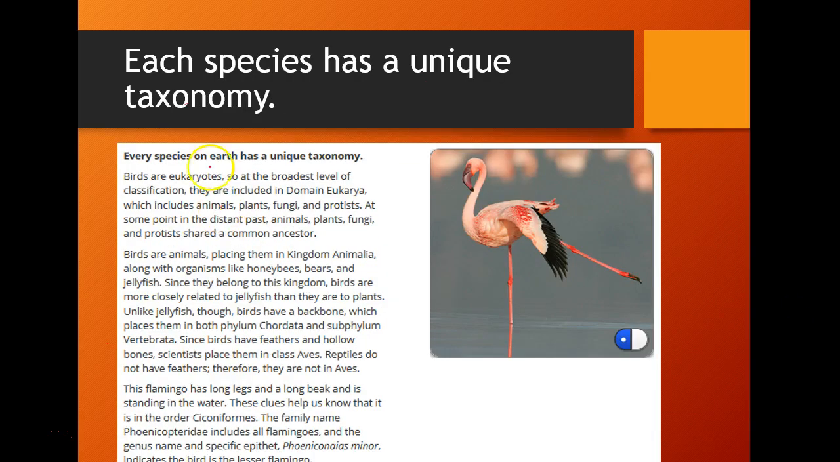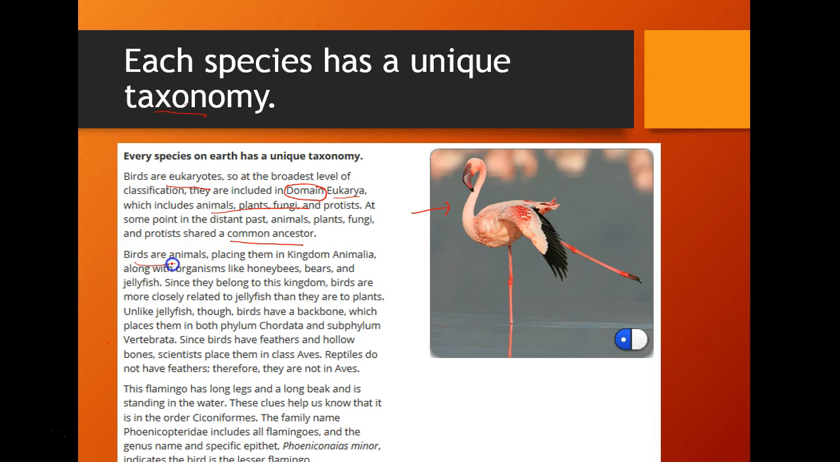Each species has a unique taxonomy. So here's an example. If we were to look at this flamingo right here, we could see that it clearly is a bird, and birds are eukaryotes. So that means at the broadest level, which would be the domain level, it would be placed in the eukarya domain, where other animals, plants, fungi, etc. are included as well. And because they all are in the same domain, we can also say that they all have a common ancestor as well.